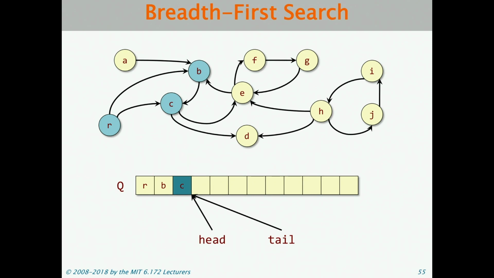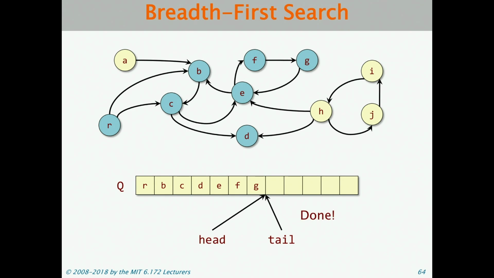Now I dequeue C, and C has neighbors D and E, so I place them onto the queue. D doesn't have any outgoing neighbors, so I don't have to do anything. Now when I dequeue E, it has neighbor F. When I dequeue F, it has a neighbor G. And when I dequeue G, it doesn't have any neighbors. So now my queue is empty, and my breadth-first search procedure finishes.